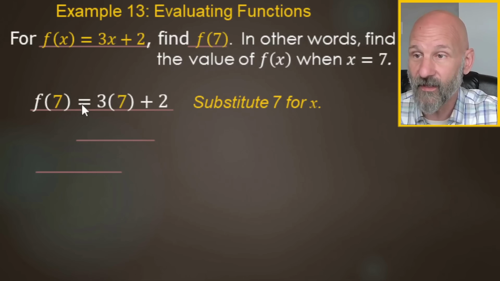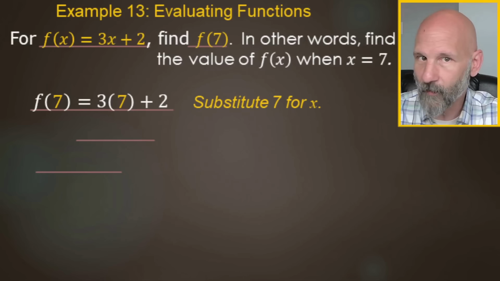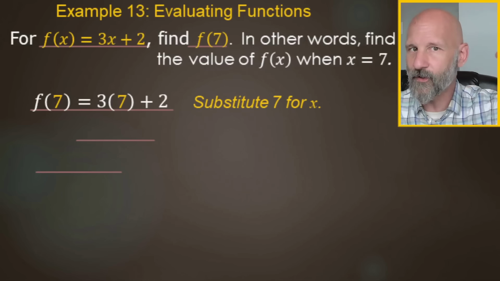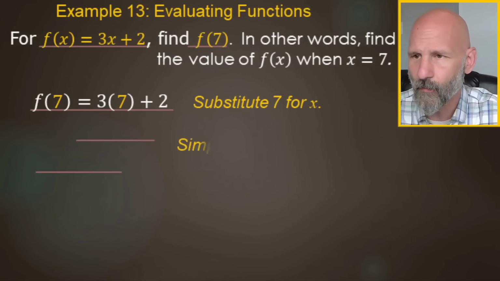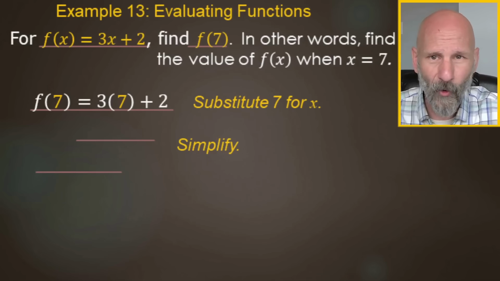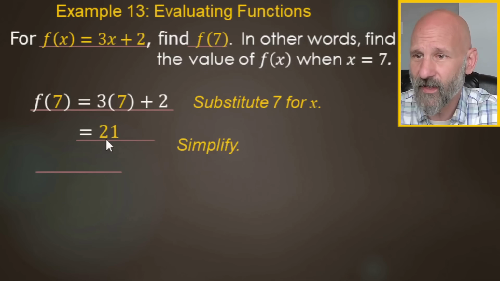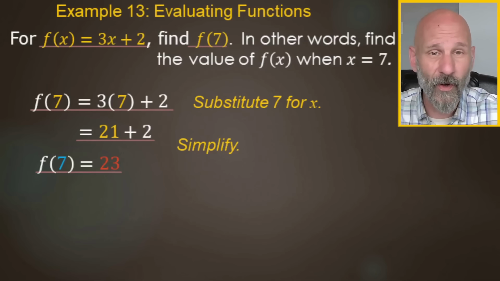So f of 7 equals 3 times 7 plus 2. Now that we've replaced the x's, evaluate, now we do order of operations and figure out what it equals, okay? So here we go. Multiply first. 3 times 7, that's going to be a 21 plus 2. 21 plus 2 makes 23.